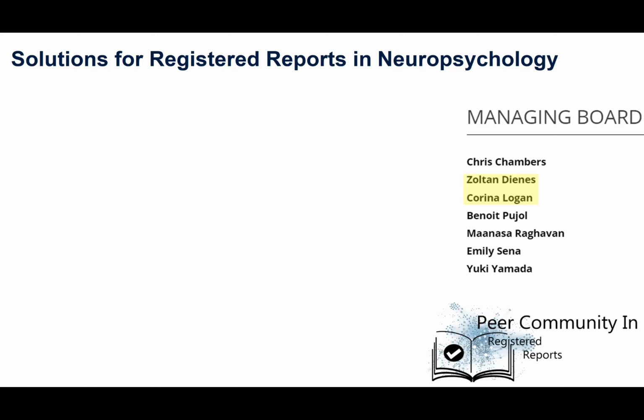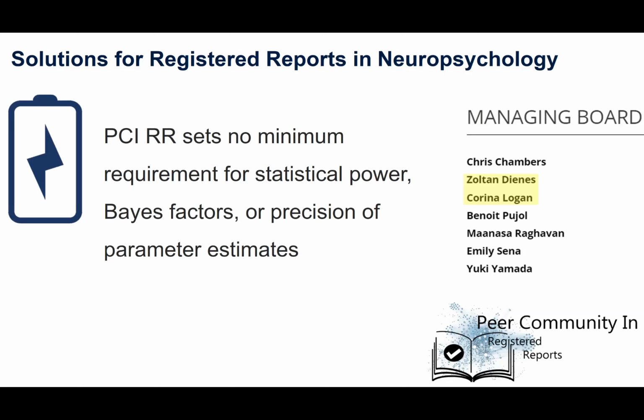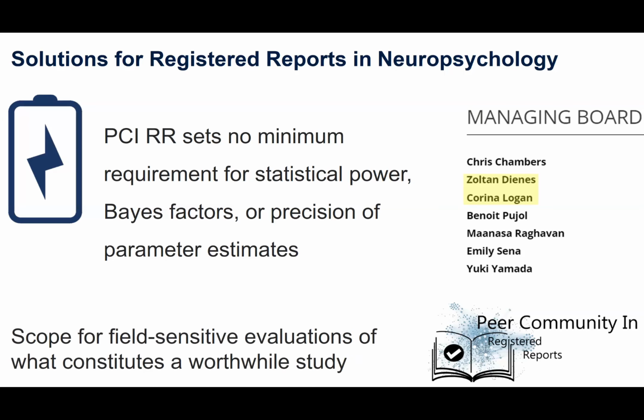So these default criteria contain some of the ingredients that we may need to open the format up to neuropsychological research. And that's firstly because it sets no minimum level of power to qualify as being of high scientific quality. There's no minimum standard of evidence, only that the design should be sound and the study capable of making a worthwhile contribution to the field. So if we apply that sensitively and with disciplinary knowledge, this policy potentially allows for field-sensitive evaluations of what constitutes worthwhile research given the challenges of a certain discipline.